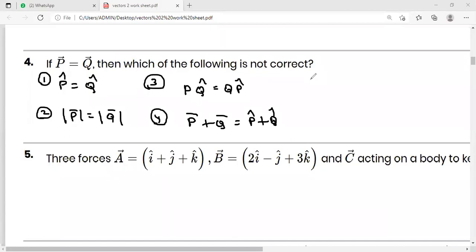So magnitude into direction here, here also magnitude into direction. Both magnitudes and both directions are same. So that anyway you can write here. So third option is also the correct one. And in the fourth option, on left hand side, the whole vectors were added. On right hand side, only the directions are added. So will they become same? Never. They will not be same. So fourth option is only the wrong option. But for the given question, it is the correct answer.